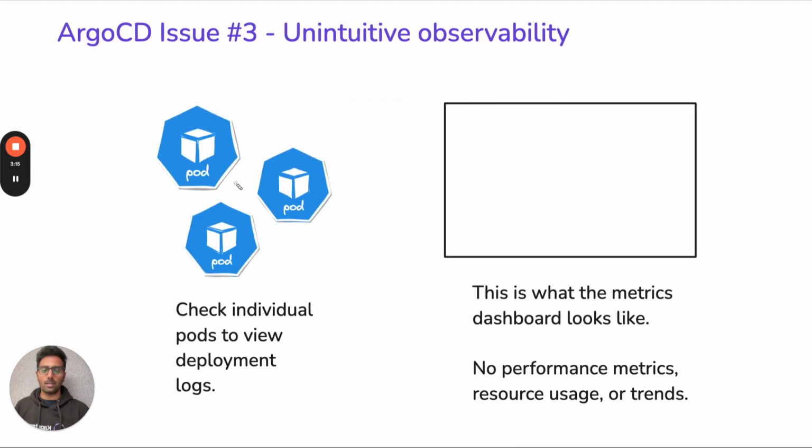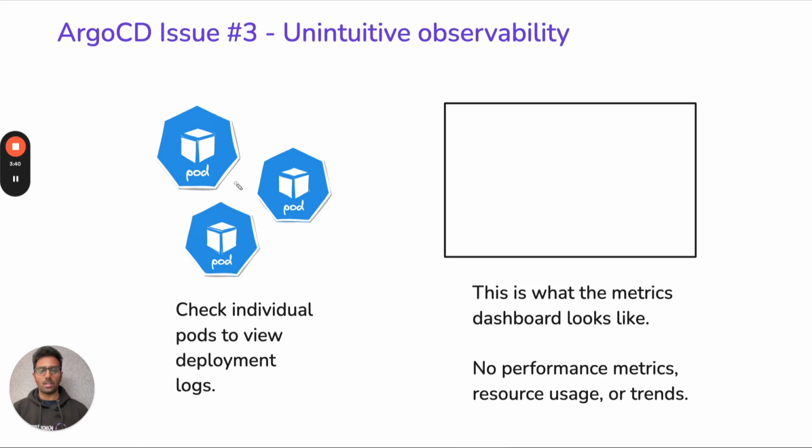And the third is the lack of observability. In Argo, DevOps teams have to check specific pods to view deployment logs. There's also no built-in performance metrics or resource usage or other useful trends. Obviously, you can't expect a full-blown observability solution, but something here would be nice for developers to use and triage application deployment failures.